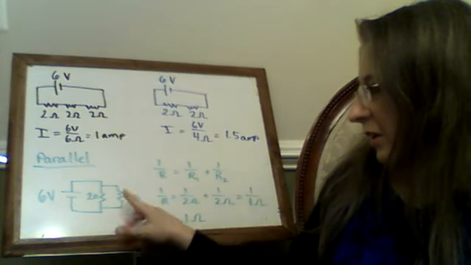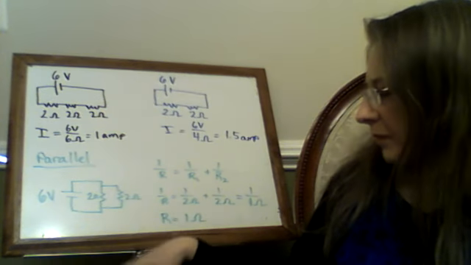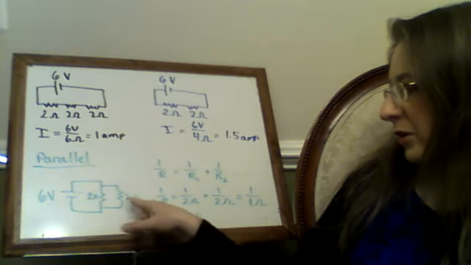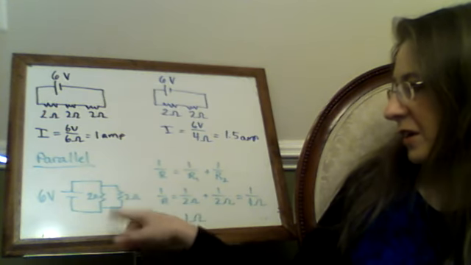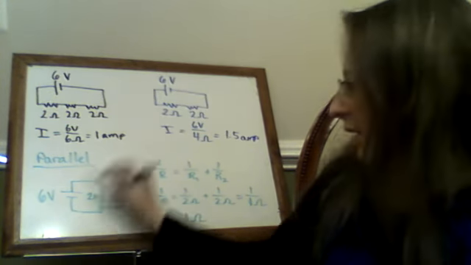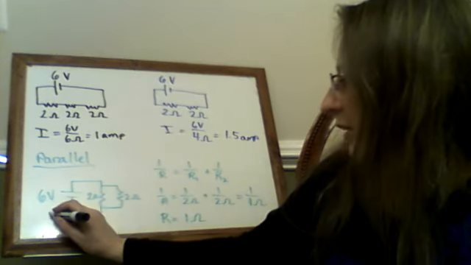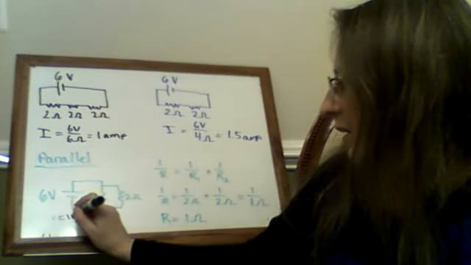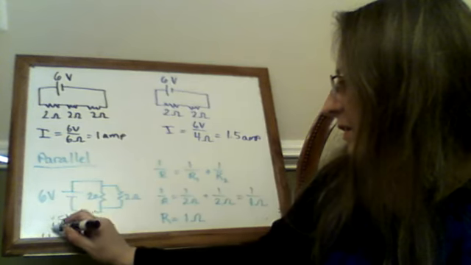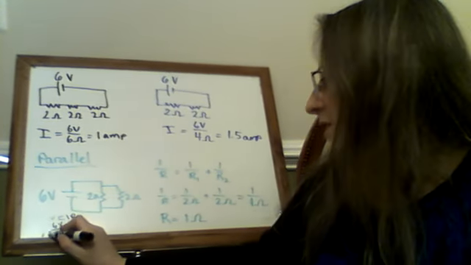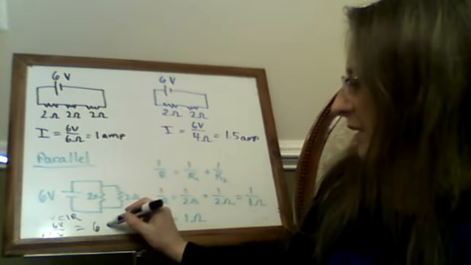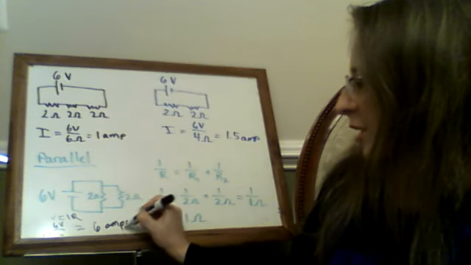So we could calculate the current for this. Now that we have resistance is 1 ohm with our two ohm resistors, you can calculate using Ohm's law. V equals IR, right? So we have 6 volts divided by our 1 ohm resistance. And so 6 divided by 1 is 6 amps. So we have 6 amps of current.